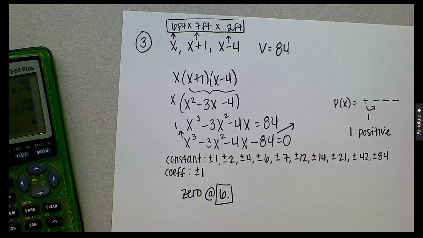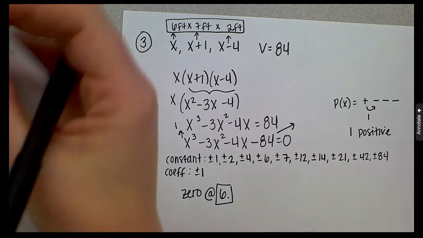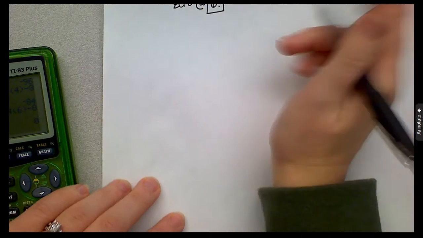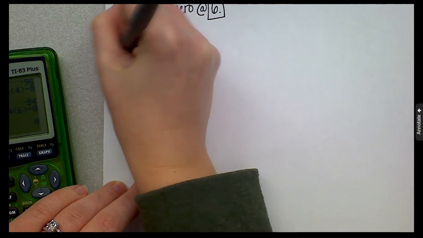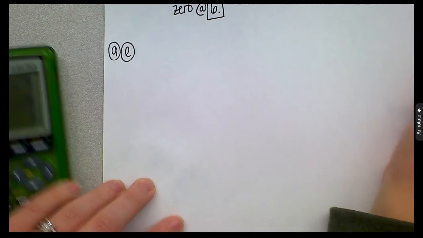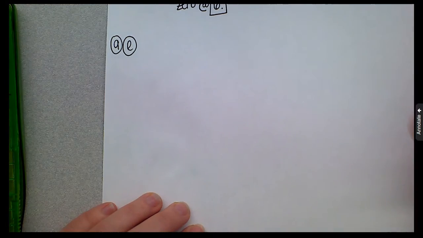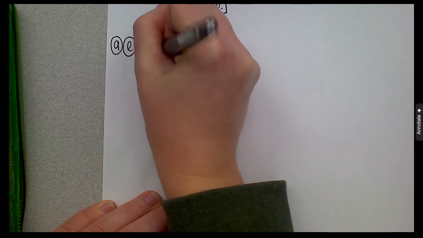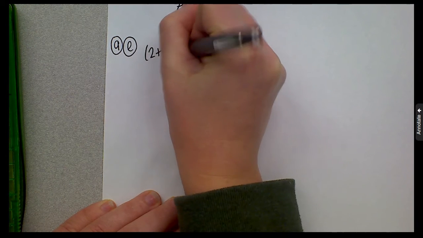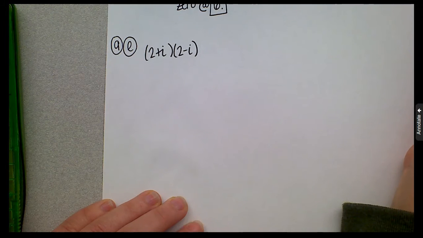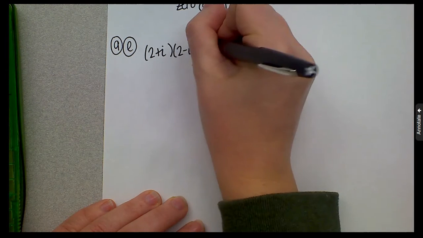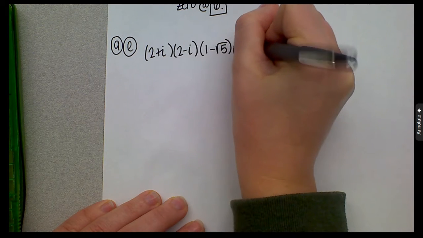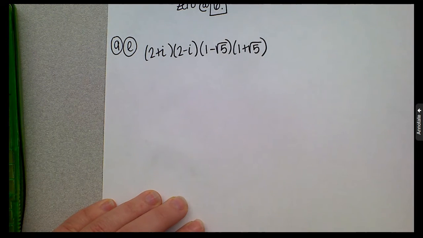And then the other question you had was on 9E. So let me do that one out. We said the conjugate theorem is something we want to keep in the back of our mind. We have 2 plus i, so I know 2 minus i is automatically a root as well. I have 1 minus root 5, so 1 plus root 5 is also a root.